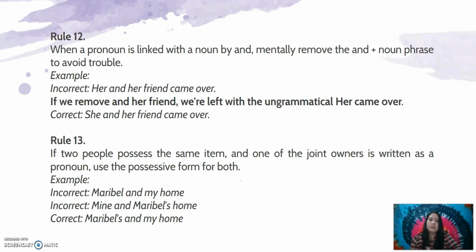The last rule: if two people possess the same item and one of the joint owners is written as a pronoun, use the possessive form for both. Example, incorrect: Maribel's and mine home, or mine and Maribel's home. The correct one is: Maribel's and my home.